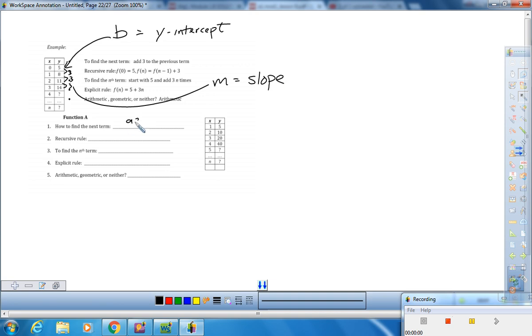So, how do we find the next term? We add 5. The recursive rule. Well, f of 1 is 5. F of n is f of n minus 1 plus 5. I know that still doesn't mean a whole lot to you guys, but hopefully you're getting more comfortable with that. It'll help your programming minds down the road.